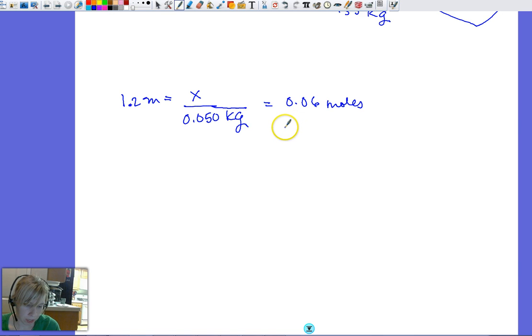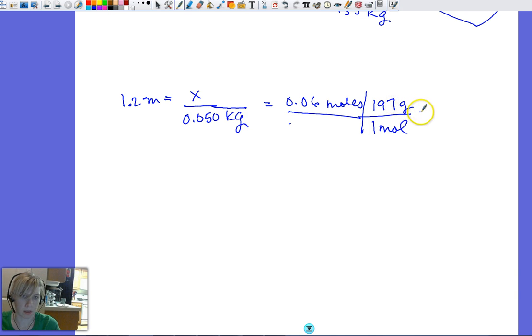And it wants to know how much gold can be dissolved. So you can either leave it as 0.06 moles, or we can switch it to grams, which is fine. So 1 mole is going to be 197 grams, and that gives us 11.82 grams. So either answer is fine.